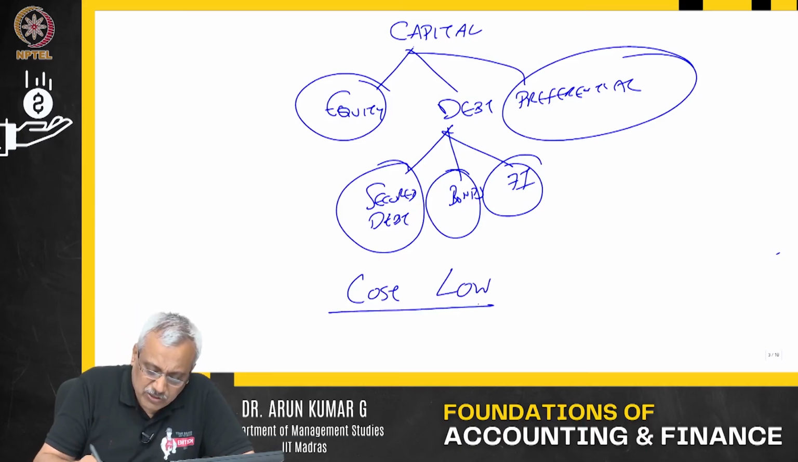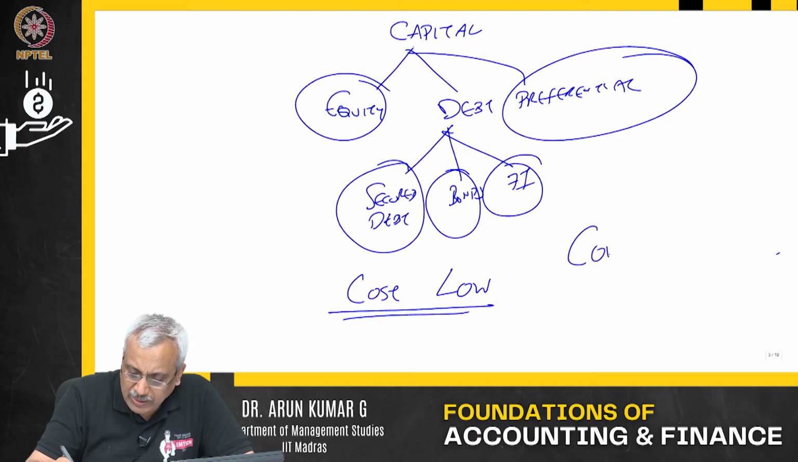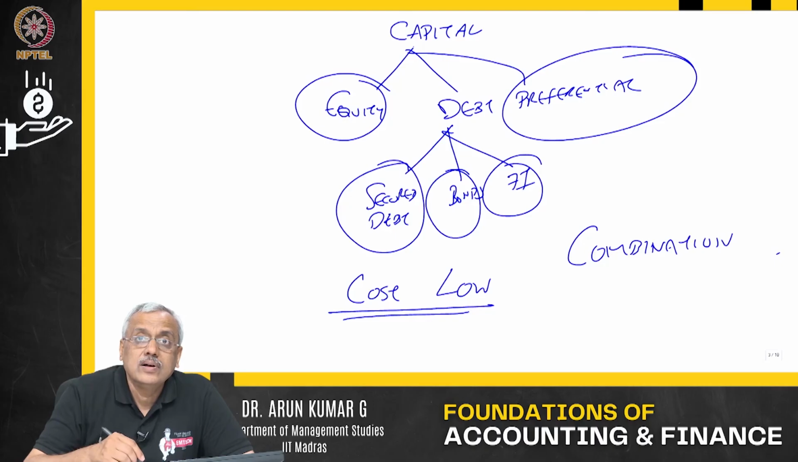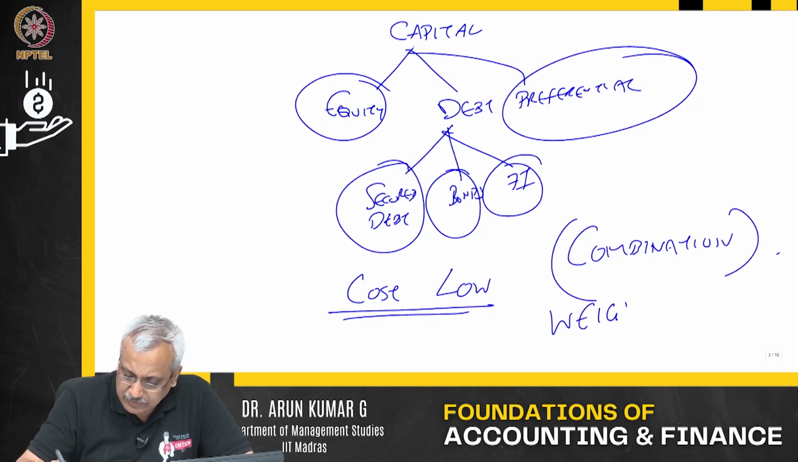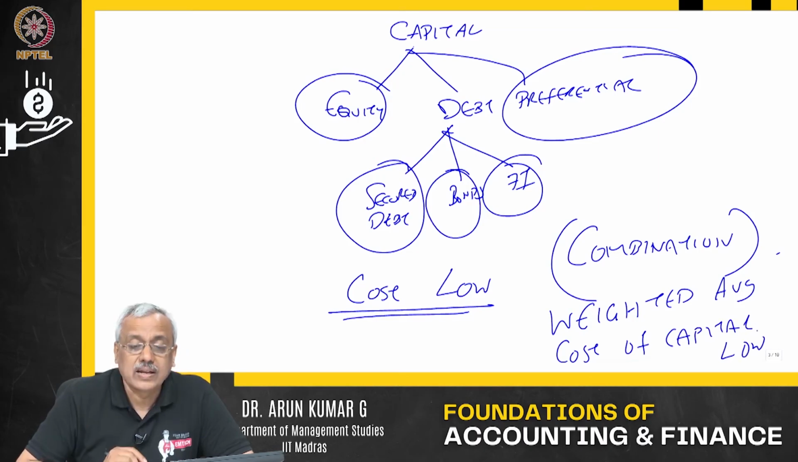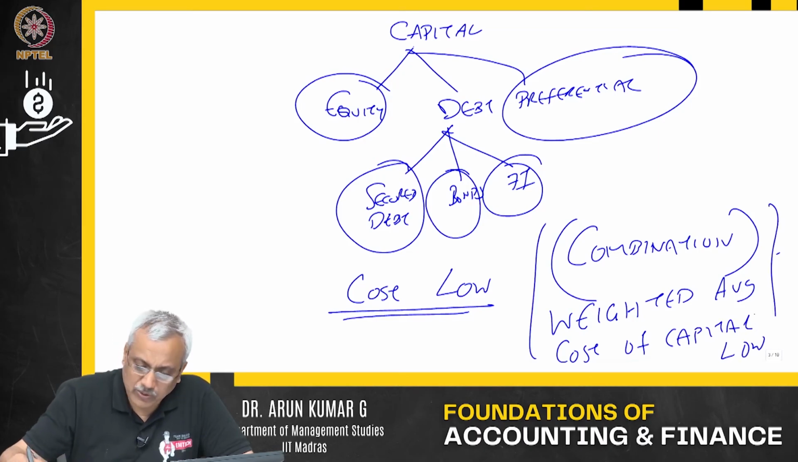How do you keep the cost low? You work on a combination of these capitals. So, what are you looking at? You are looking at keeping the weighted average cost of capital low out there. That is the core objective of what you are trying to look at. Keep the weighted average cost of capital low out there.